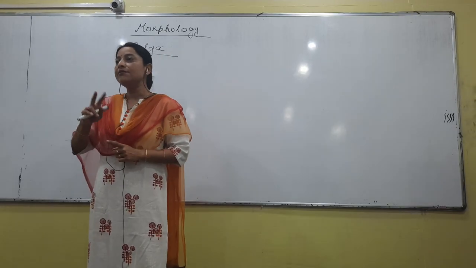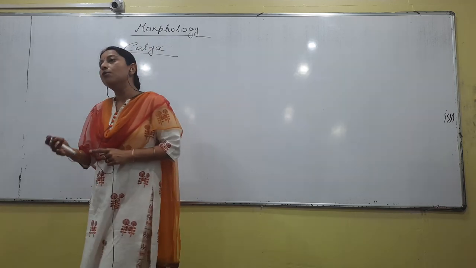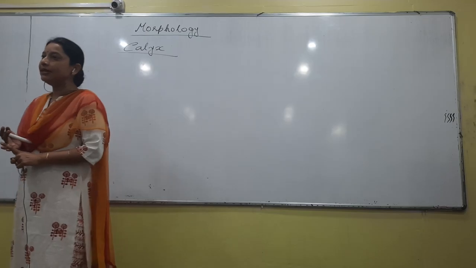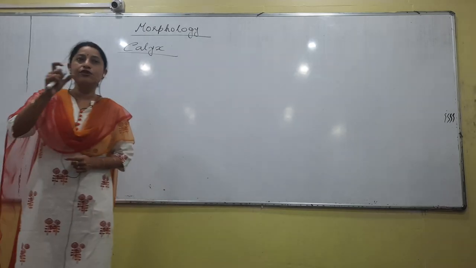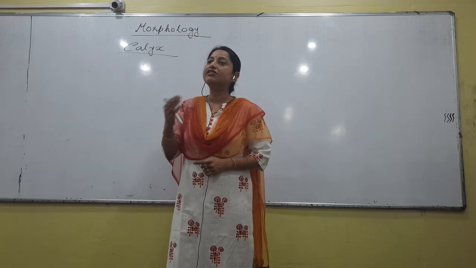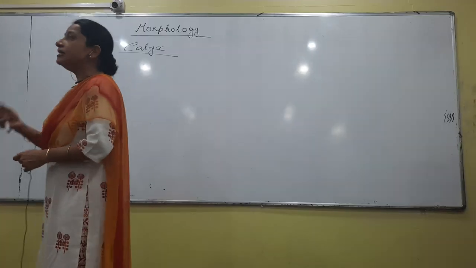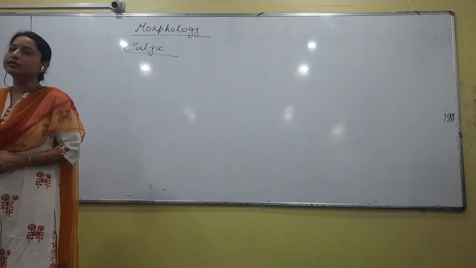So sepals are either free or fused. The words you need to remember are poly and gamo: polysepalous and gamosepalous, right? A question may be asked: the condition of fused sepals is called what, or the condition of free sepals is called what? Or what is the meaning of polysepalous, what is the meaning of gamosepalous?